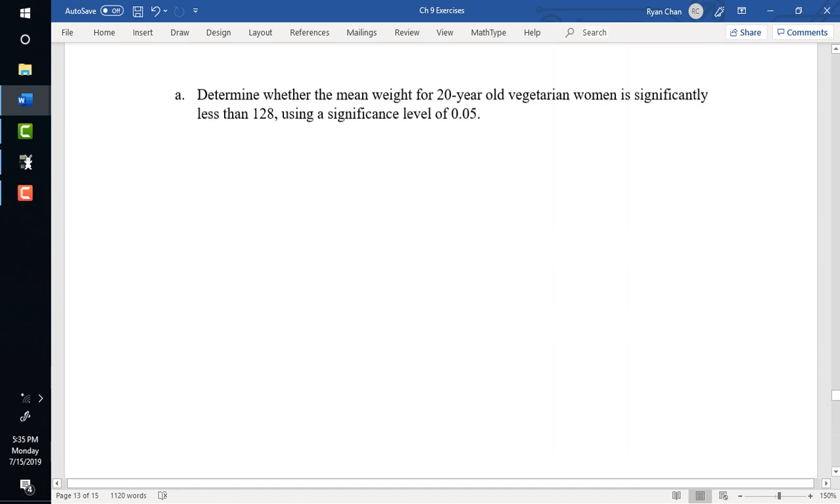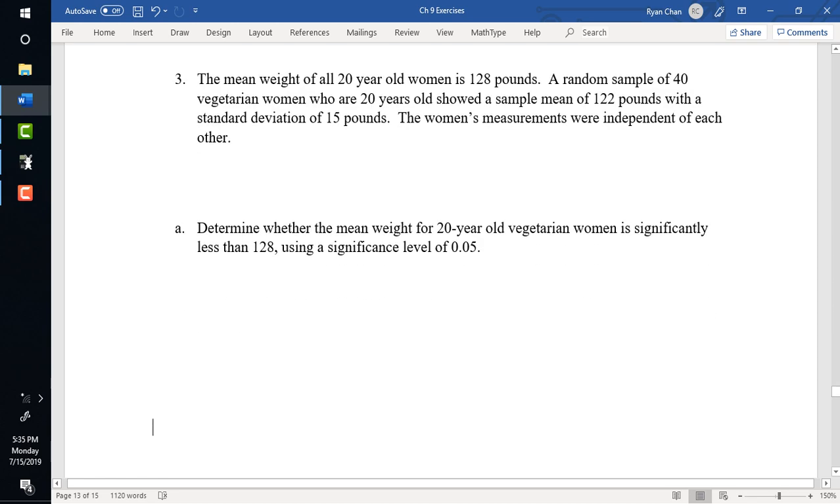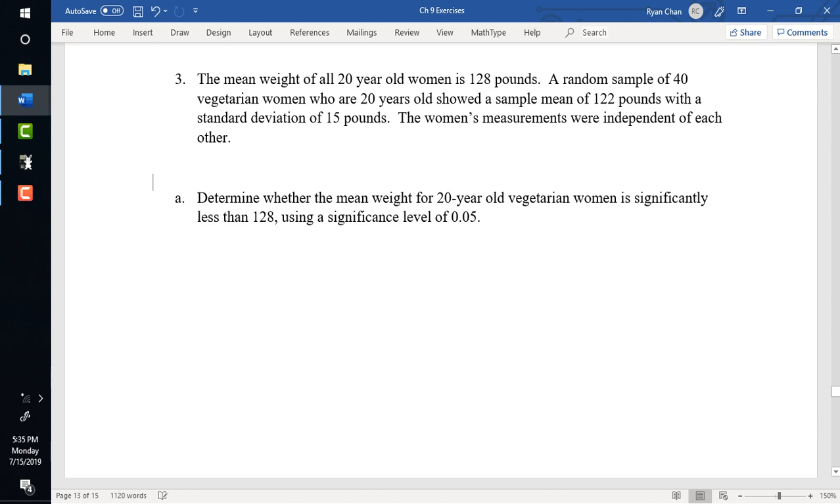Okay, let's look at one last one. And if you have questions, feel free to ask me. These can get a little crazy, as you can see. So let's look at this one. So number 3, they're being nice to us because they don't give us a bunch of numbers. So they kind of list everything out.